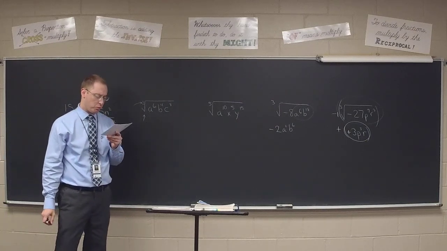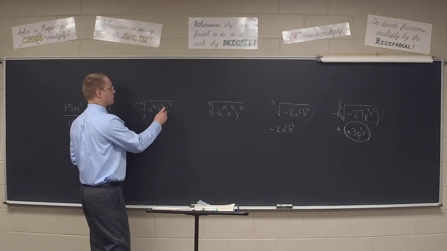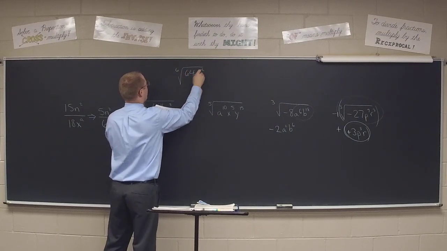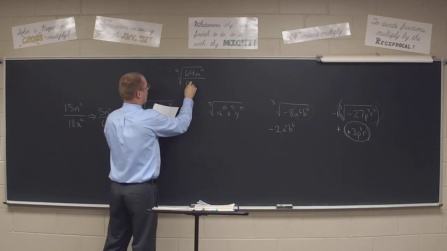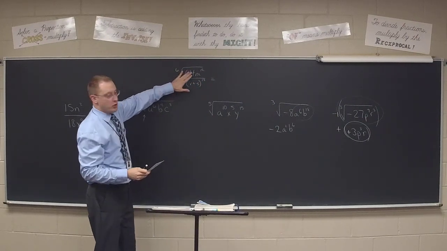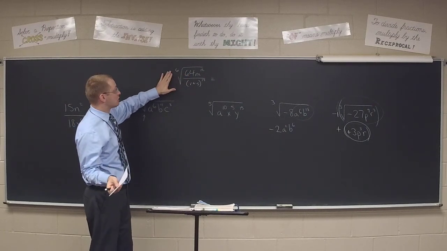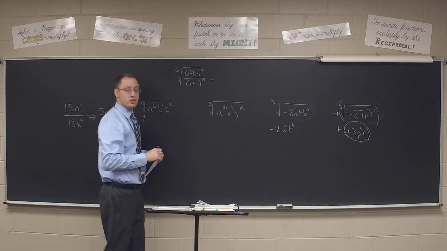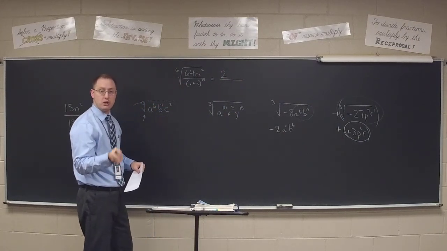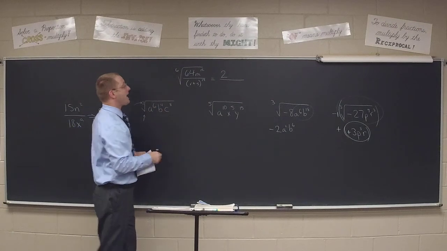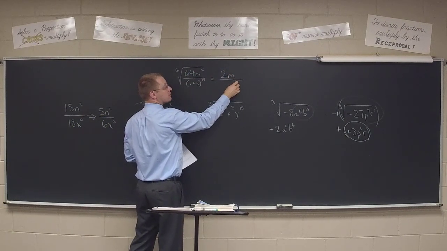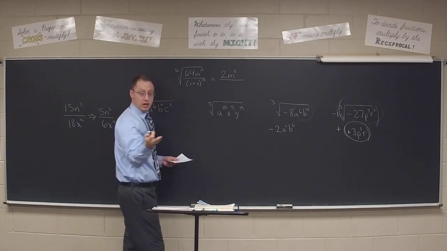Number 4 is kind of a weird one here. We're taking the 6th root of 64m to the 12th, and then we're going to take the 6th root of r plus s to the 18th. Noah, we need to start in the numerator. We're going to start with the number. The 6th root of 64 is 2, because we are memorizing that 2 to the 6th is 64. And here we just divide exponent by index to get m to the 2nd power, m squared, right?